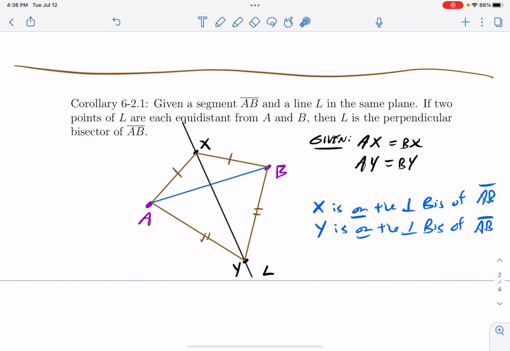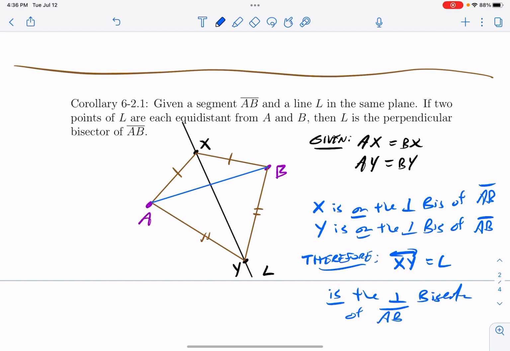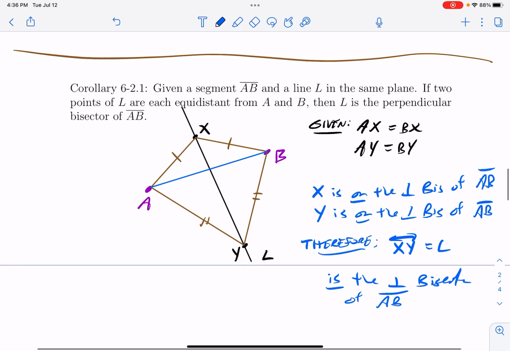Well, I have 2 different points from some line. What line are they on? L. So what this means is, therefore, what we can conclude here is that the line XY, aka the line L, is the perpendicular bisector of segment AB. And I want to stress here that we need 2 points to do this.